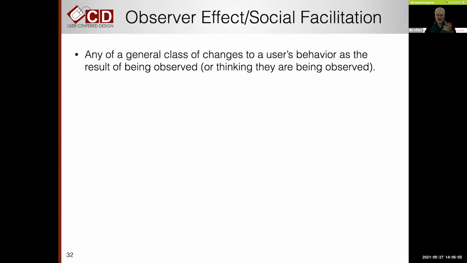When you are observing a person, when you're sitting next to them and you're watching them, you will influence what they do. This is known as social facilitation, or the observer effect. And the observer effect goes by a number of various names in the psychology world. But what we're saying is that simply by being observed, you will affect another person's behavior.